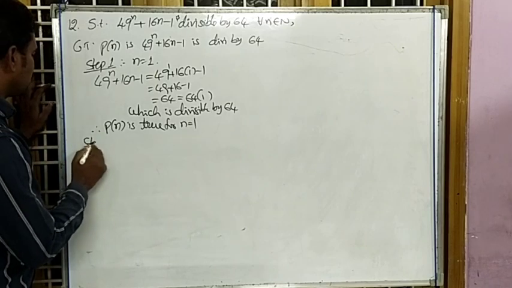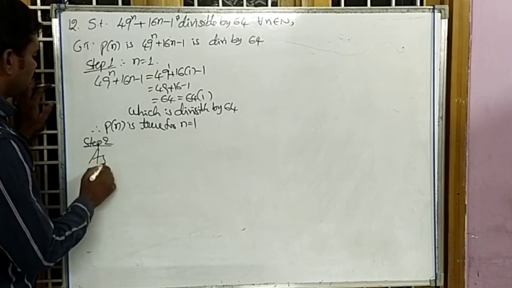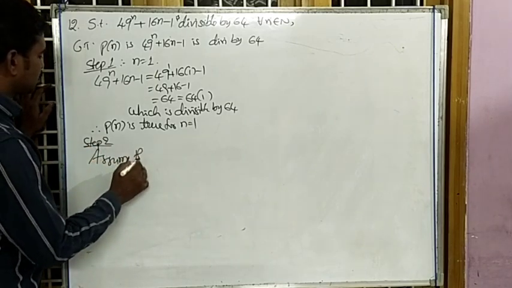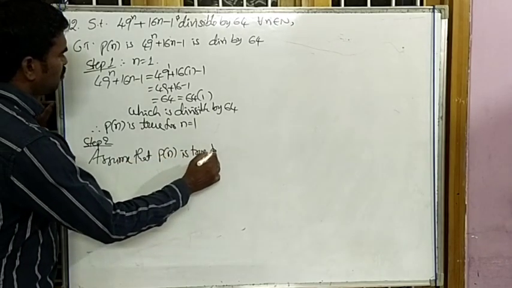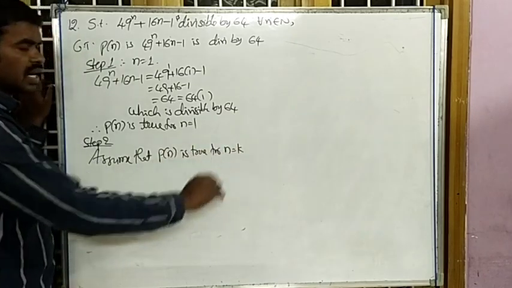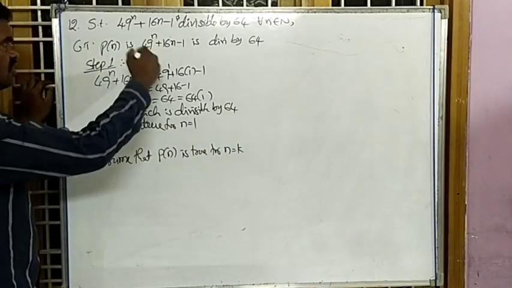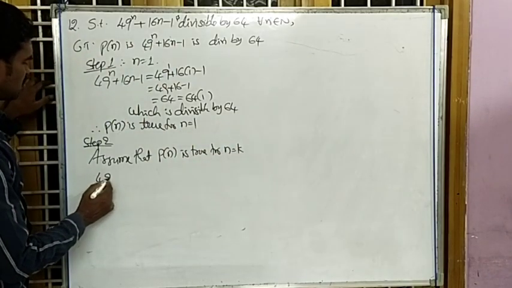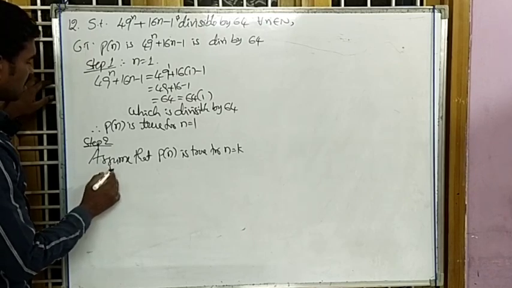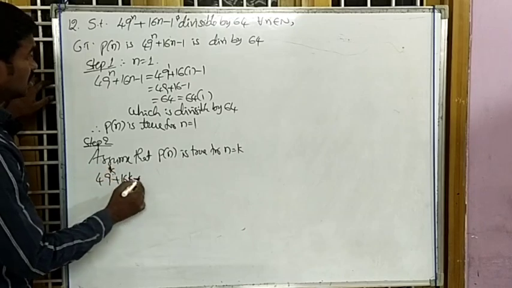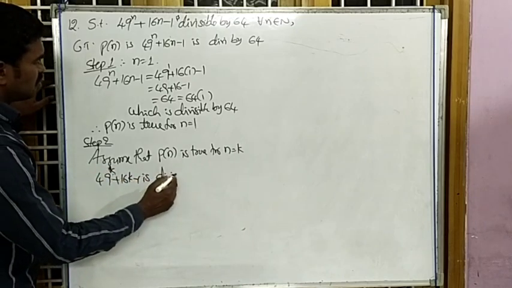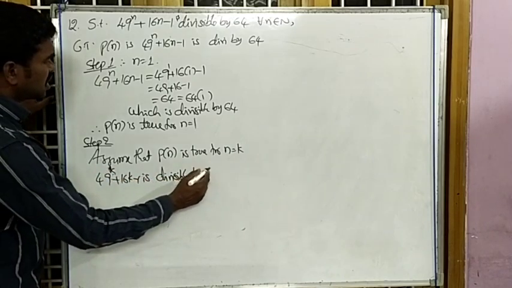Next, step 2. Very good. What is step 2? Assume that P of n is true for n equal to k, or you can write, assume that P of k is true. Then what is the statement? The statement becomes 49 power k plus 16k minus 1 is divisible by 64.